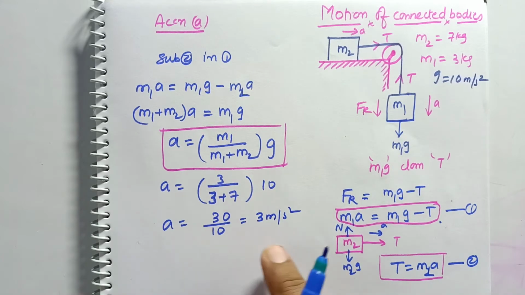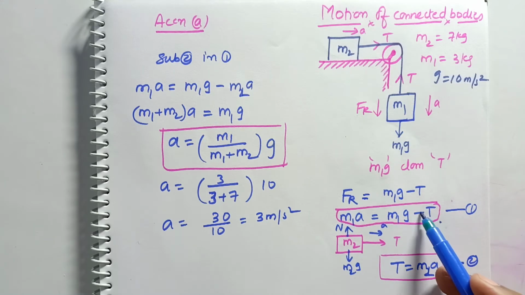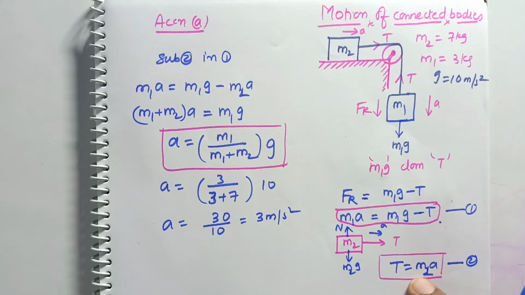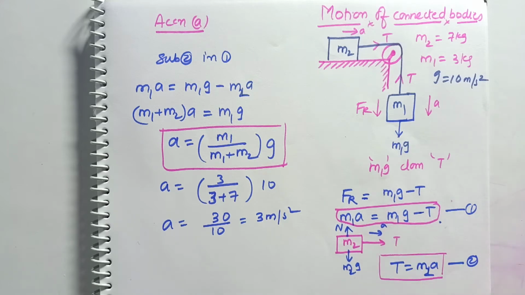So once you get the acceleration, can't you find out the tension? There are two equations to find out the tension. You can take equation number 1, you can take equation number 2 also, but it's very easy to take equation number 2 because it's a very simple equation. We can take equation number 1 also, but it becomes very complex to solve the problem. So we have to search for easy methods, not the complex methods.